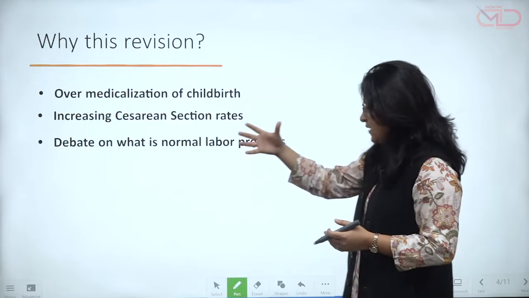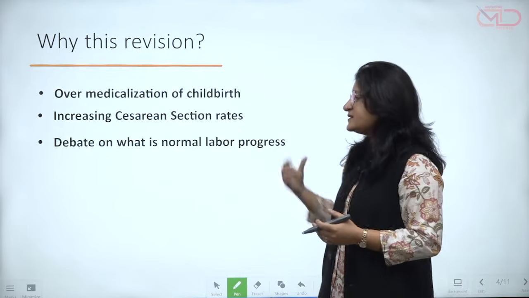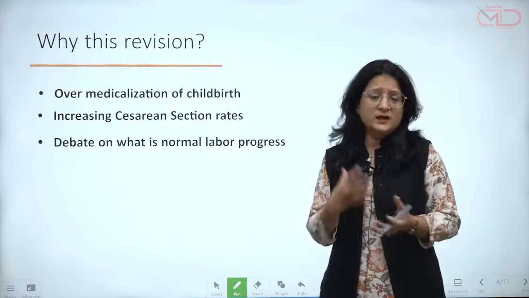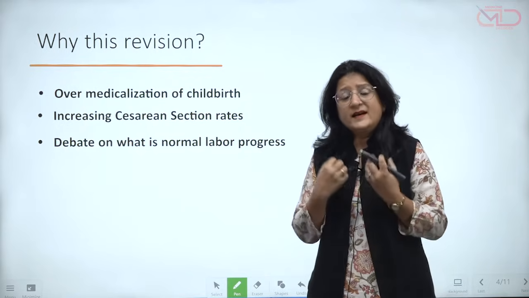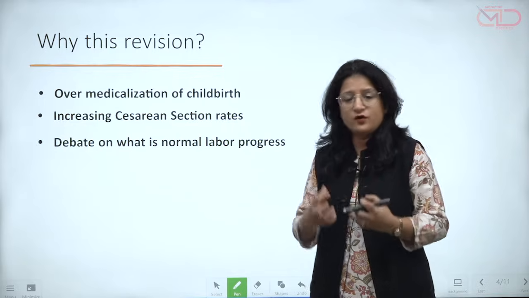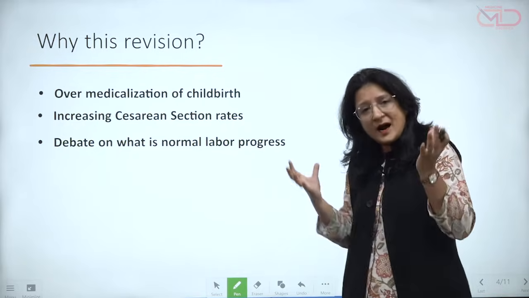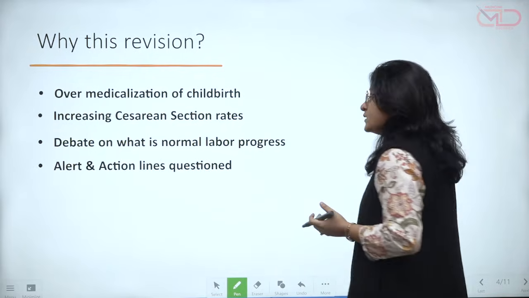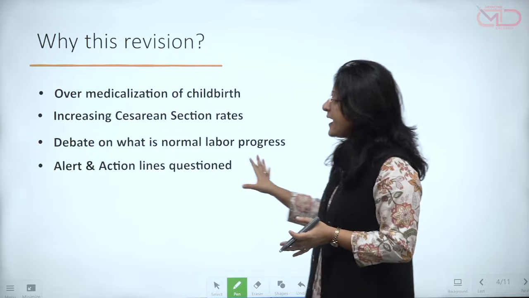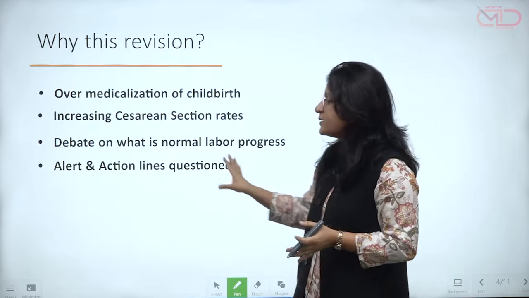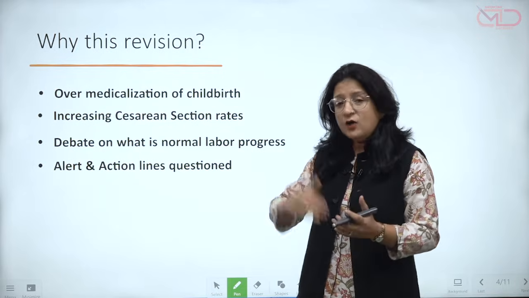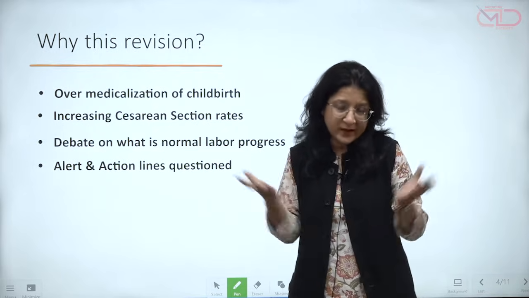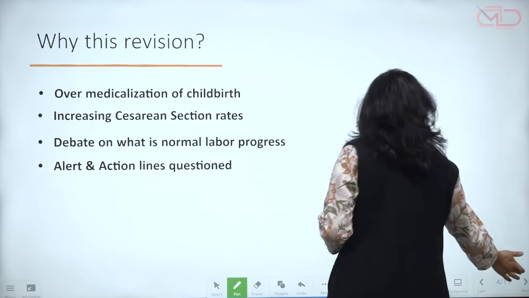And now there is this consistent debate that is raging on what is normal labor progress, right? So labor progress has now been individualized. It will be different for different women. We need to understand that concept, and therefore now they are questioning the concept of alert and action lines as well. I mean, how slow is slow labor? Let's put it that way.